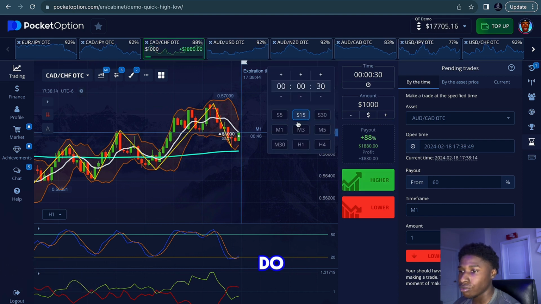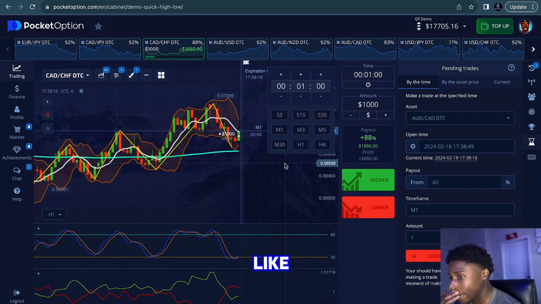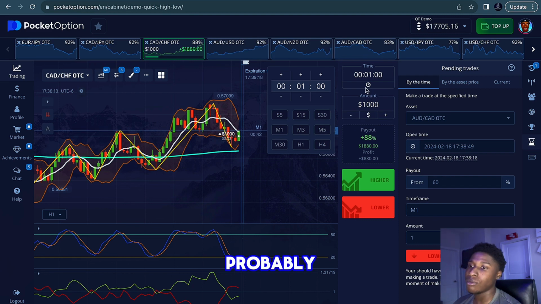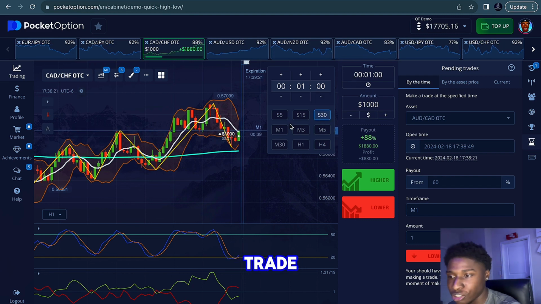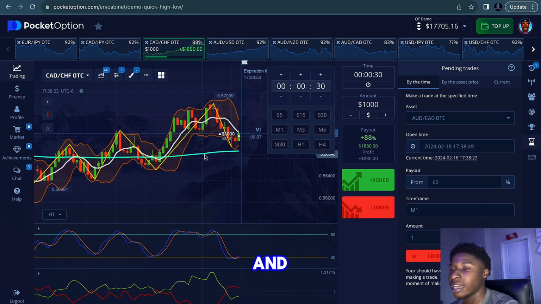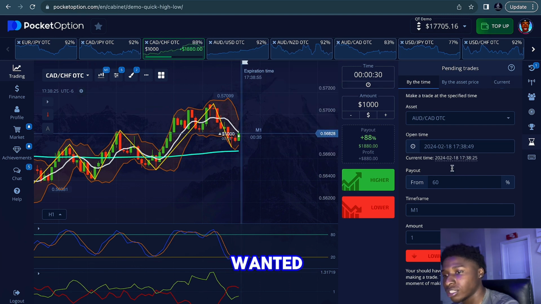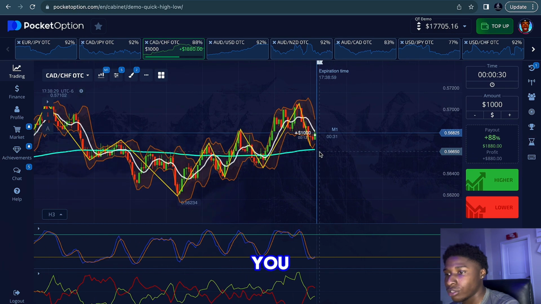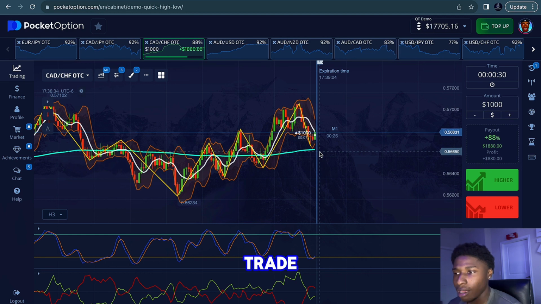Now if I'm too early for that trade, like if it did go back down, I probably would have re-upped with a 1 minute trade just so time could carry out and eventually hit the spot that I wanted to. So let's go back, get this off of here, and now you can see, boom, just like that, guys. This is how you trade binary options.